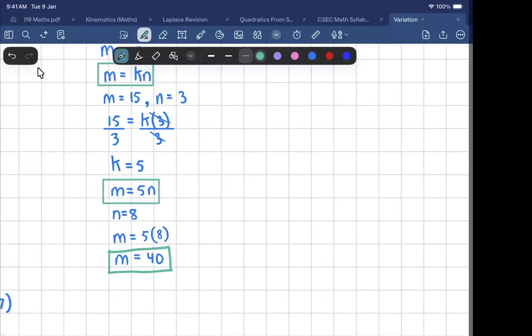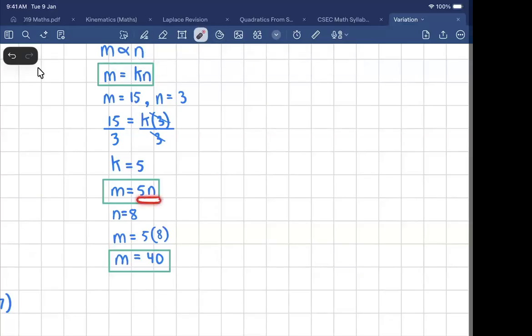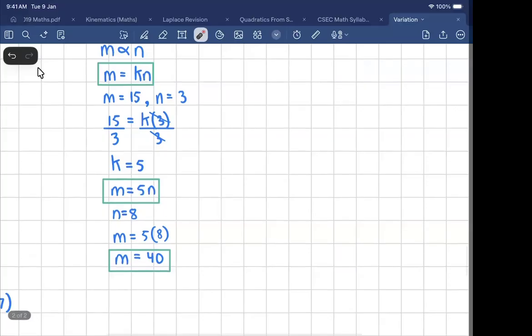But I want to make sure that you understand it logically. According to our relationship, whatever n is, m is gonna be how many times that? 5 times. So m is just 5 times n. It's always 5 times n. So if I tell you n is 8, then m would just be 5 times that, 40. You feel like you understand? Yeah, I understand.